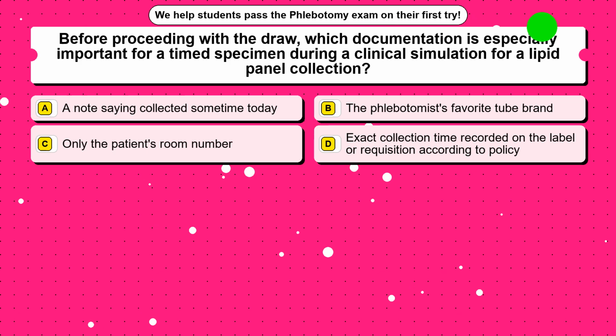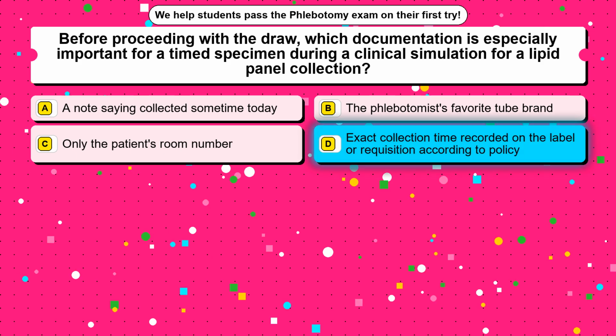Question 42. Before proceeding with the draw, which documentation is especially important for a timed specimen during a clinical simulation for a lipid panel collection? Option A. A note saying collected sometime today. Option B. The phlebotomist's favorite tube brand. Option C. Only the patient's room number. Option D. Exact collection time recorded on the label or requisition according to policy.